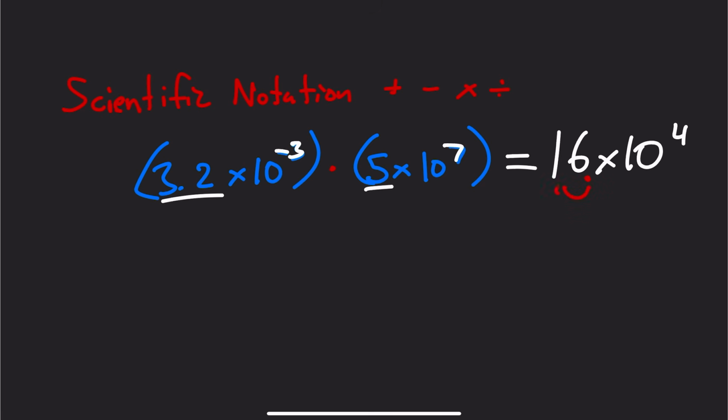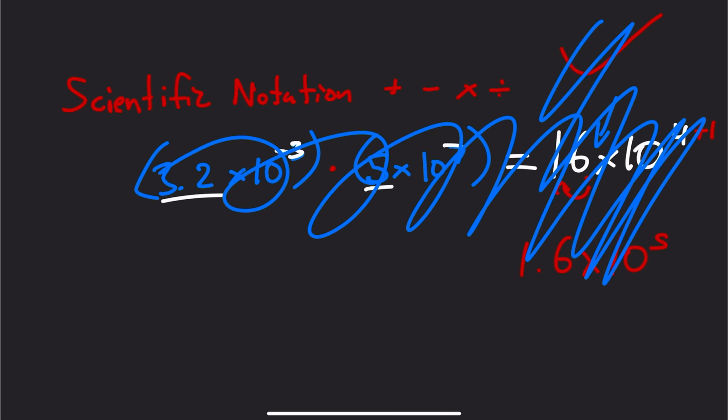I'm going to move my decimal point 1 point to the left. And when we move our decimal 1 point to the left, we add 1 to our exponent. So it's going to be 1.6 times 10 to the 5th power. Nice. So always check whether or not your decimal point is in the right place. Okay? All right.